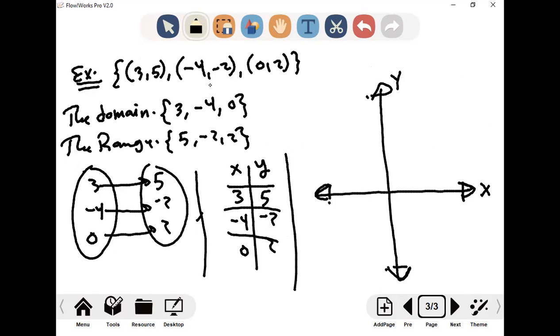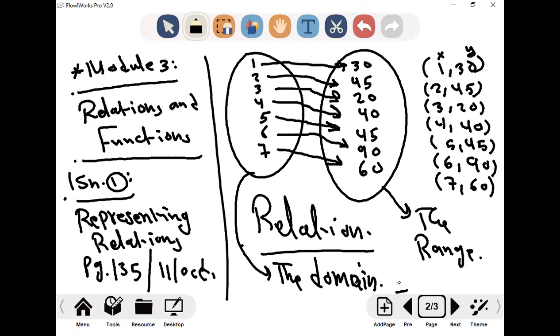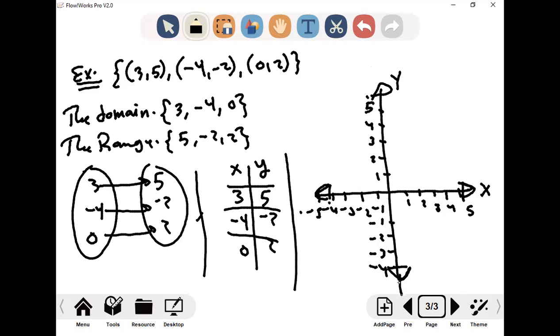Here I have small numbers, so I can make 1, 2, 3, 4, 5. Here you get 1, 2, 3, 4, 5. And here also negative 1, negative 2, negative 3, negative 4, and negative 5. Okay? Now you can extend them as much as you want, depending on your numbers.